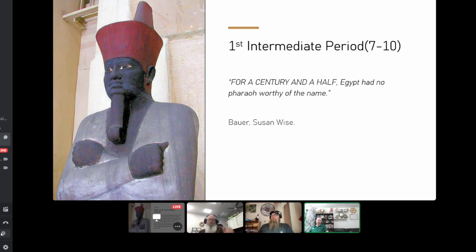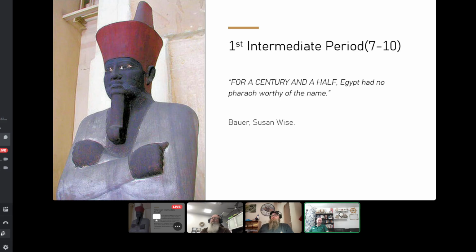There's very little evidence from this period in the monuments, what we call monumental evidence. We don't have a lot of statuary from the First Intermediate Period. We have some, but not a lot. It was a time when things were changing.